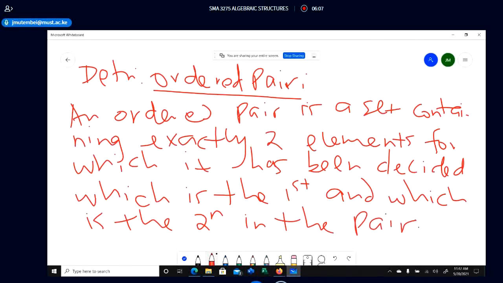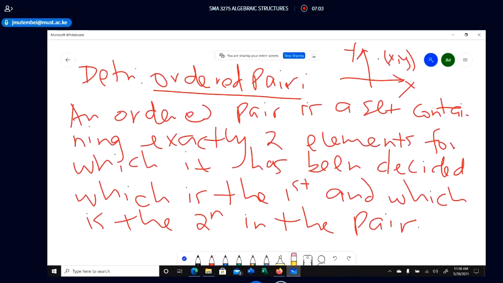And that is why I said that if I take the coordinates of a point x, y, it comes automatically that I will know the first value is the x coordinate, the second value is the y coordinate. So in the Cartesian plane, the way that pair of coordinates is written has been decided: the first value in the pair will come from the x-axis and the second value will come from the y-axis. We call that an ordered pair, which contains exactly two elements, and it is known which set the first one will come from and which set the second one will come from.